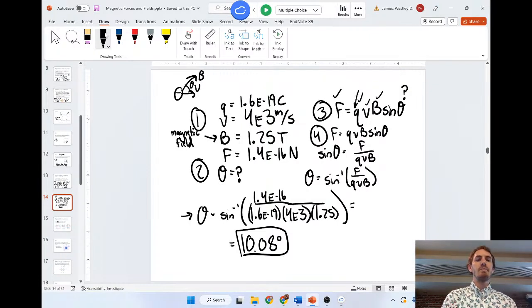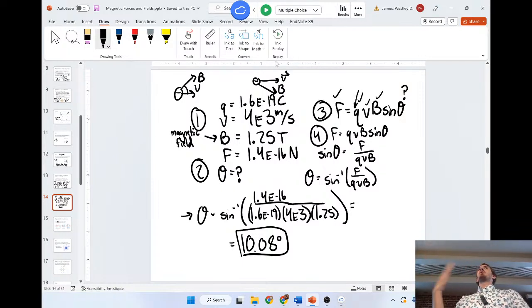So if we wanted to draw this picture a bit more accurately, both are correct. I could have this, or I could have the B pointed down and the velocity here. There was no frame of reference in this problem, so what's up and what's down is arbitrary. But that's a great point. I'm not going to try to trick you with that on a test. You don't expect a problem to have both a positive 10.08 and a negative 10.08.